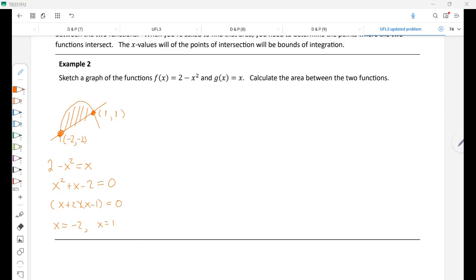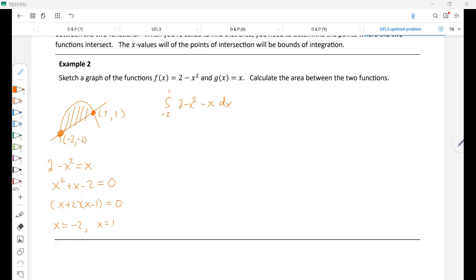Because now we found those intersections to figure out where to integrate. We are going to integrate from x equals negative 2 to x equals positive 1. Our higher function is the 2 minus x squared, and our lower function is the x. Yeah, positive 1, thank you.